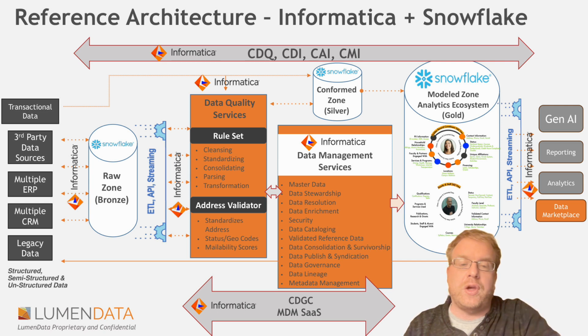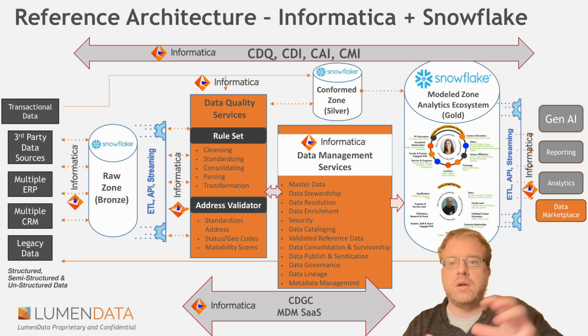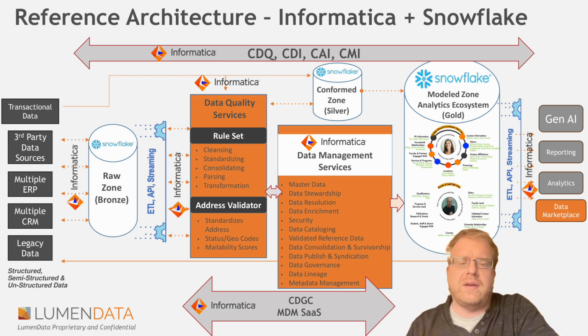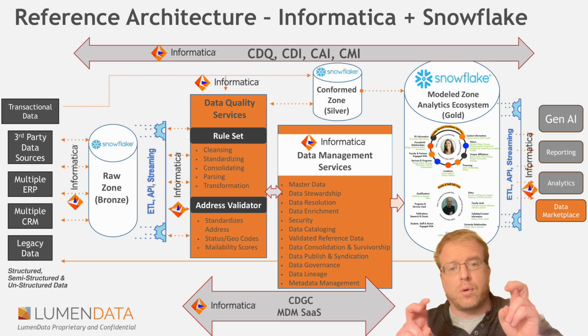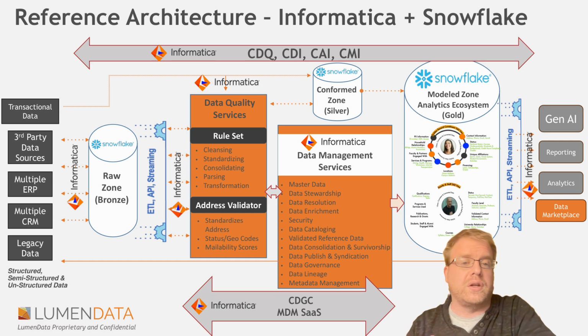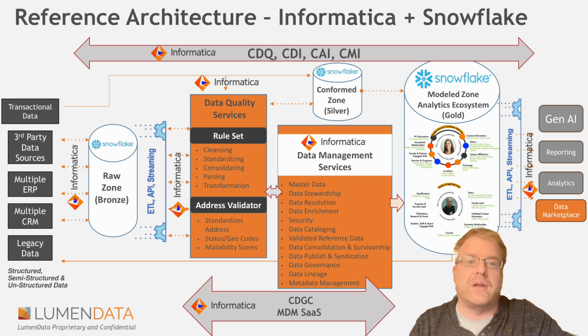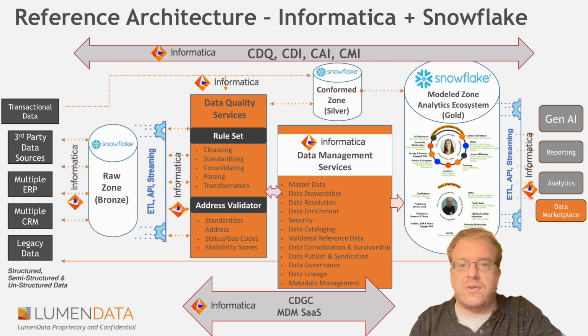So now when we look at the overall architecture, right, this is very similar to what we've done in a number of different clients. You can see that Informatica sits at every single point during the process, right? Landing the data into our raw zone or our bronze area, doing data quality, data management, all that sort of stuff to bring our data into our silver. And then for our gold data, our data that we're going to do actions off of, that we're going to pass to our analysis and all of that, the data management services, consolidation, publication, data lineage, data governance, that's all going to go back into our Snowflake modeled zone.